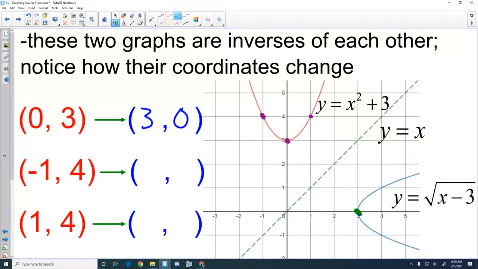Okay, what about the other points? Negative 1, 4. Well, if I reflect that, it's going to be at 4, negative 1. And so that's the point up there. And when I reflect that, it's going to go right 4, down 1, and you can see on our blue parabola, it's there right below the x-axis.